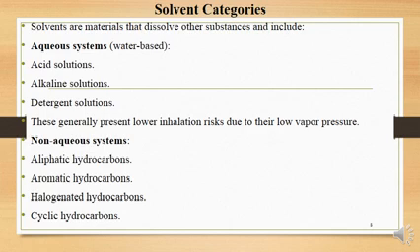Solvent categories. Solvents are materials that dissolve other substances and include aqueous systems, that is water based. Examples are acid solutions, alkaline solutions, detergent solutions. These generally present lower inhalation risks due to low vapor pressure. Non-aqueous systems. Examples are aliphatic hydrocarbons, aromatic hydrocarbons, halogenated hydrocarbons and cyclic hydrocarbons.